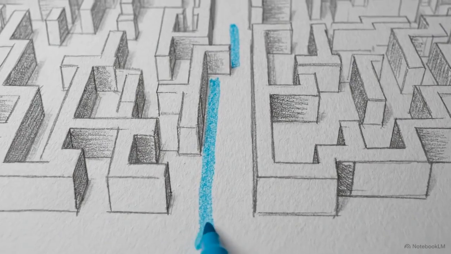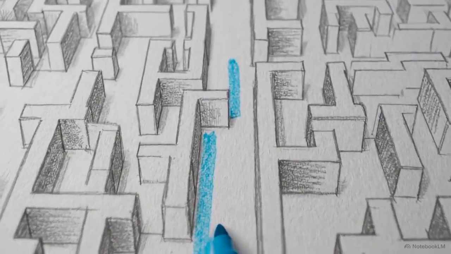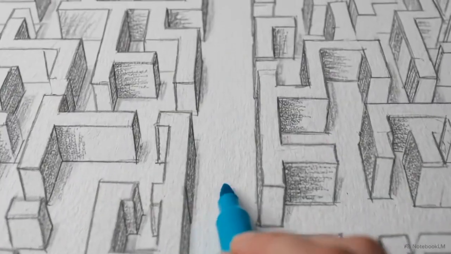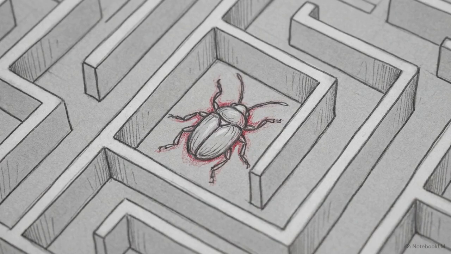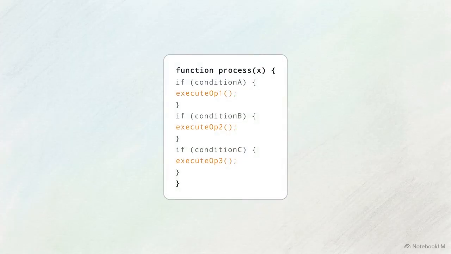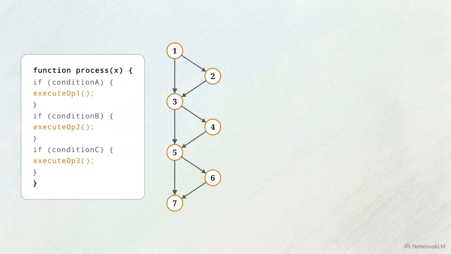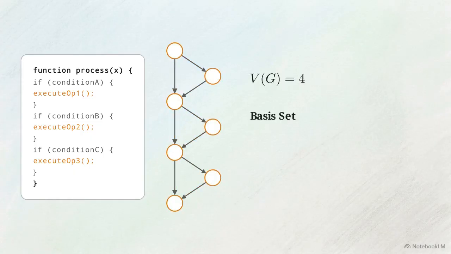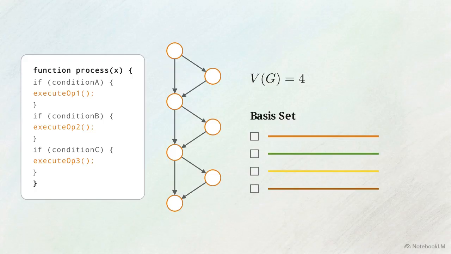Look at this digital maze. When you rely on guesswork to test software, your testing only illuminates the obvious paths. That leaves dark, unexecuted logic branches where critical bugs hide. We are going to fix that by translating a raw block of code into a map, calculating its mathematical complexity, and finding the exact number of paths you need to fully test it.